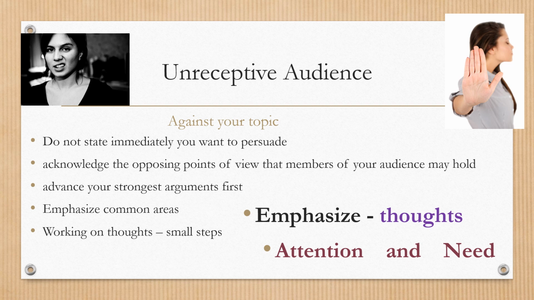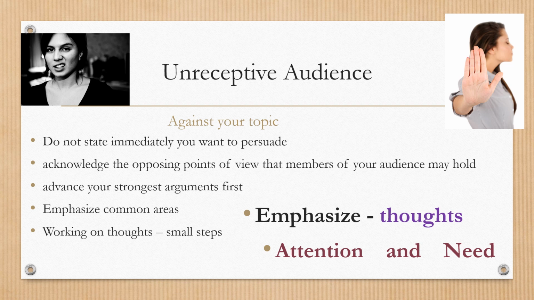So if the audience is unreceptive to your topic, don't come right out and state what your topic is. Because if you find your audience is all for having firearms and you want tighter gun control and you say in the beginning, I'm going to persuade you we need tighter gun control, your audience is going to shut down. They're not going to listen to you. You do need to acknowledge the opposing points that the audience members may hold when you have an unreceptive audience. What you do is acknowledge what they think, what they feel, what they do, but then you refute it with good, strong evidence.